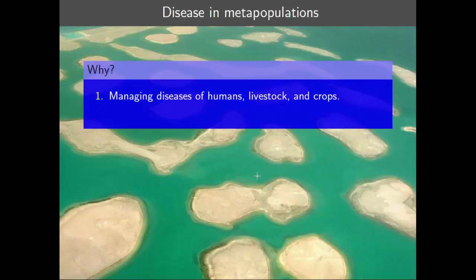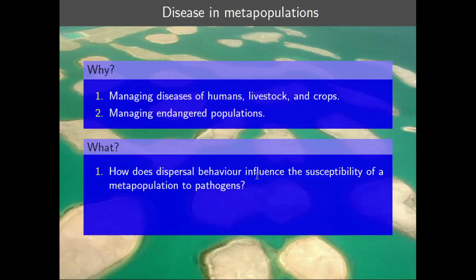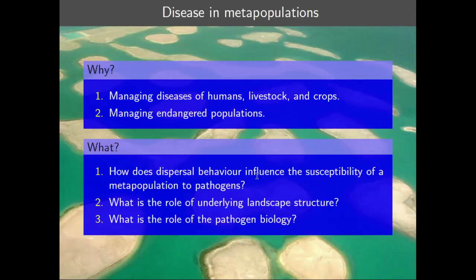And the other group is conservation biologists, because if you're trying to manage the conservation of an endangered metapopulation, then the risk of diseases infiltrating and affecting the persistence of that metapopulation is something that I think should be taken into consideration. And so that's the focus of the work I'm going to present to you. More specifically, I'm going to focus on three questions. How does the dispersal behavior of the host species and possibly the pathogen as well influence the susceptibility of the metapopulation? How does the underlying landscape structure, the arrangement of the patches, affect the susceptibility? And what's the role of the pathogen biology?